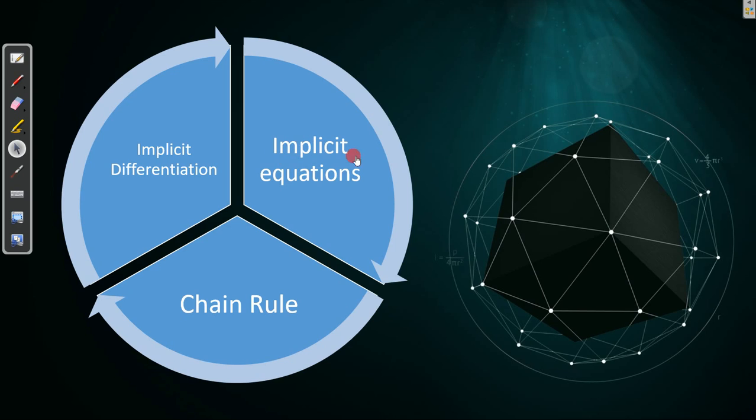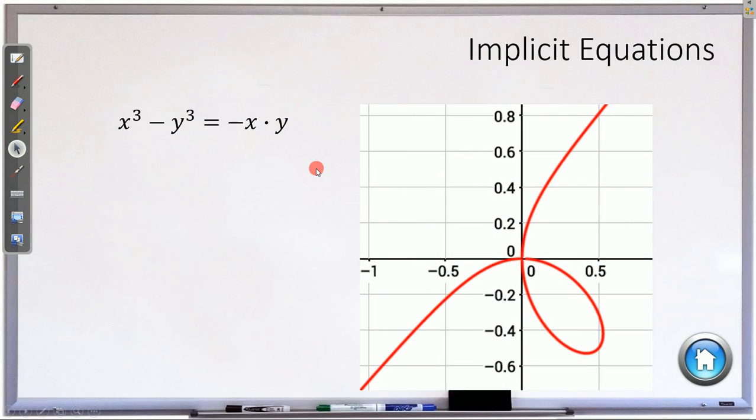So first off, you're probably unfamiliar with that. What is an implicit equation? You're more familiar with explicit equations. That is where y is by itself. Y equals mx plus b is an explicit equation. An implicit equation is where y is not by itself. And so you can see here we have x's and y's mixed up on the left and x's and y's mixed up on the right.